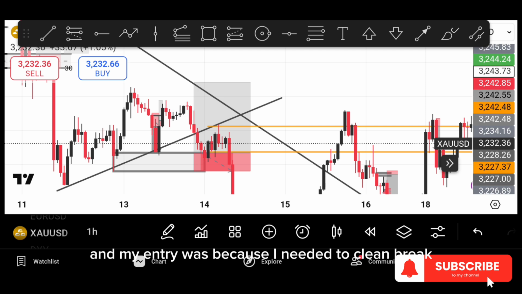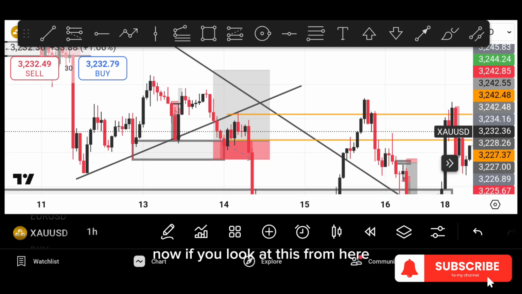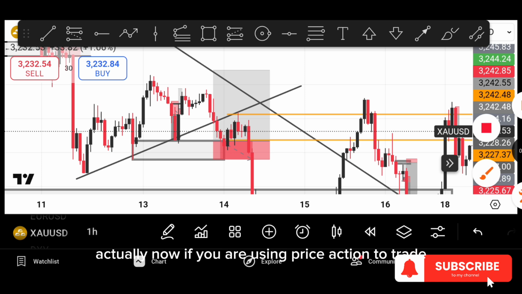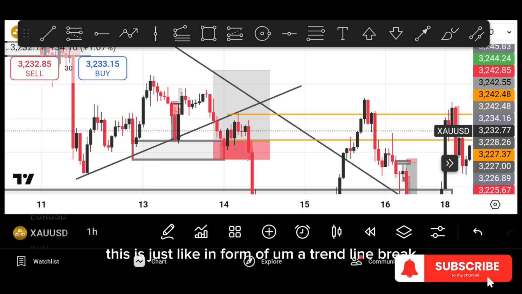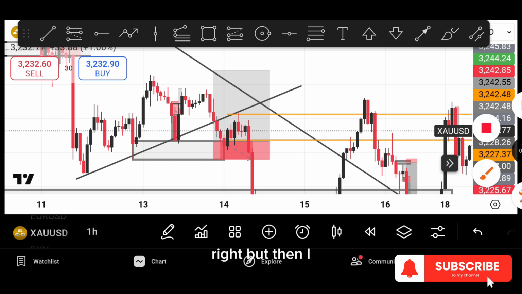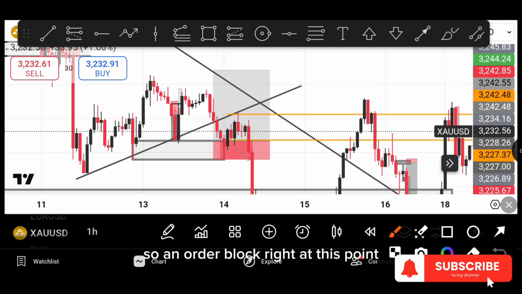And my entry was because I noticed the clean break. Now if you look at this, if you are using price action to trade, this is just like a form of a trend line break, right? But then I saw an order block right at this point, so I decided to go long from here.